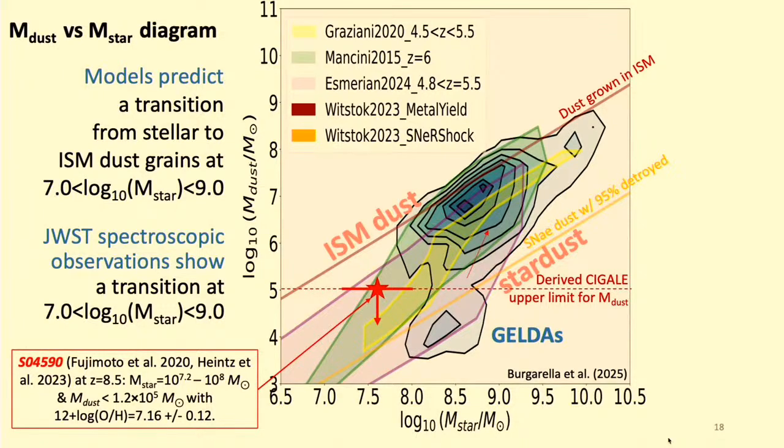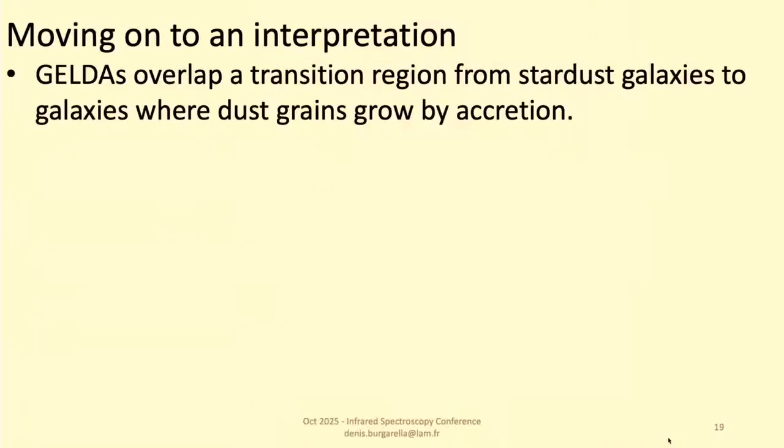So my sample is not the only one. We start to have other objects with ALMA measurements. So this is the status. So let's try to go further and interpret all of this.